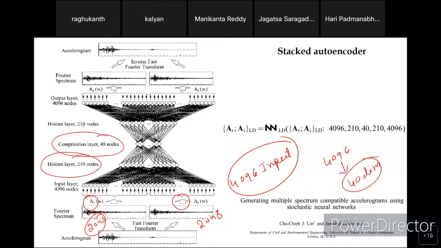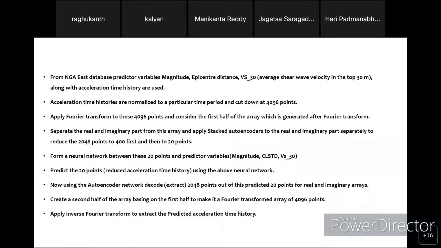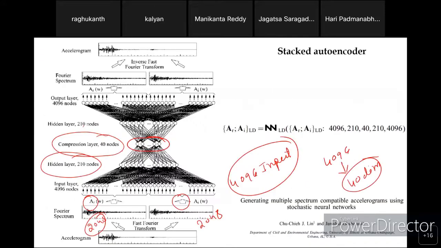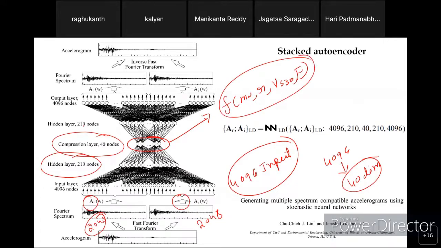But this work was done long back, and how to get this 40, they did not attempt at all. So what we tried to do was, these 40 things are basically whatever we have compressed. If I can predict these as a function of magnitude, distance, VS30 and all other parameters, a focal mechanism or whatever, then we will have two networks. One is an auto encoder for compression, the other one is a shallow network to estimate these compressed quantities. Then we simulate a time history. This is the concept behind this work.